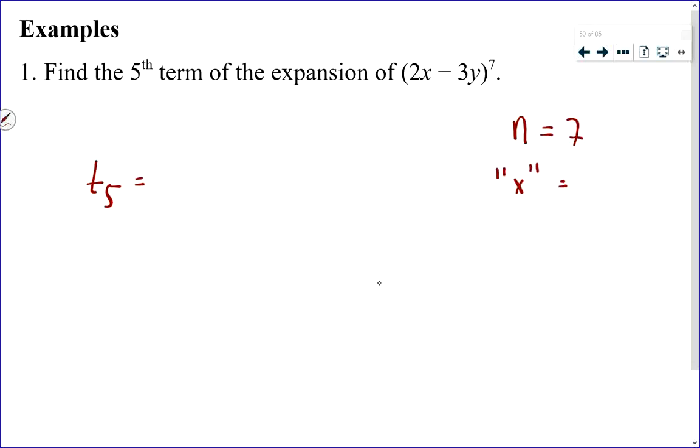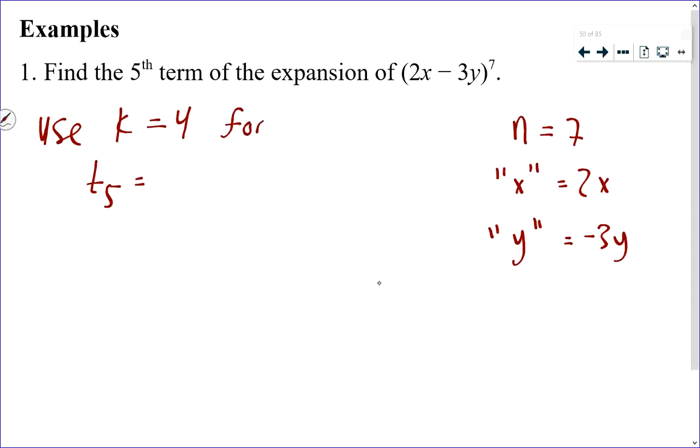My x is 2x. My y is negative 3y. And this would be what I would use for the fifth term, or the sixth term, or the seventh term, or the second term. But for T5, I need to use k equals 4 for the key number for the fifth term. And I admit that I'm trying to do this without talking about the formula, but I've also introduced you to the fact that I call the key number k, right?